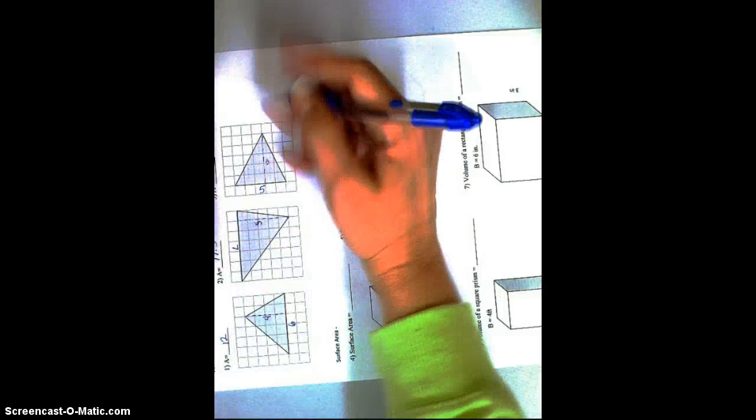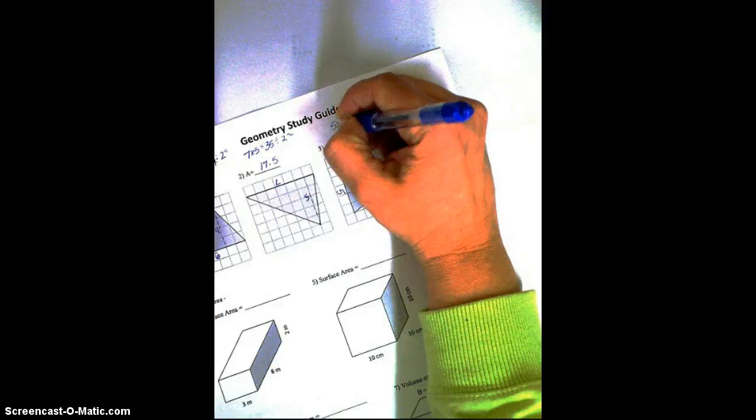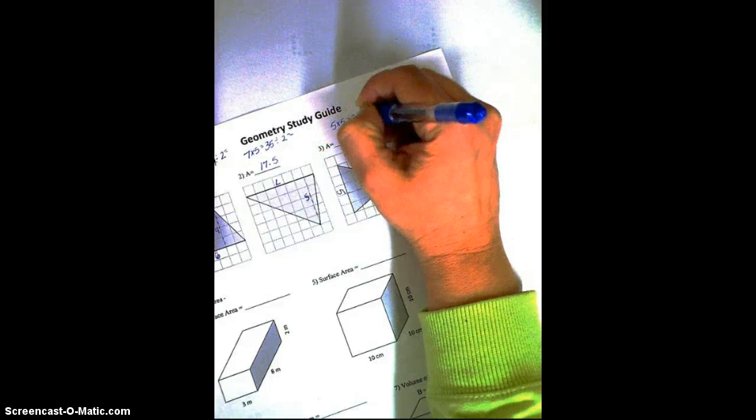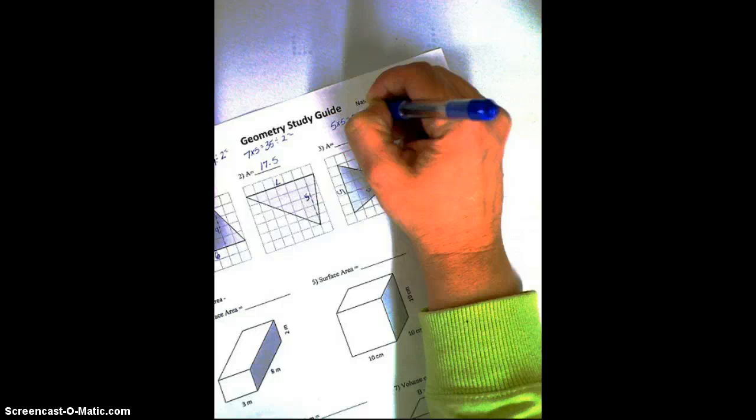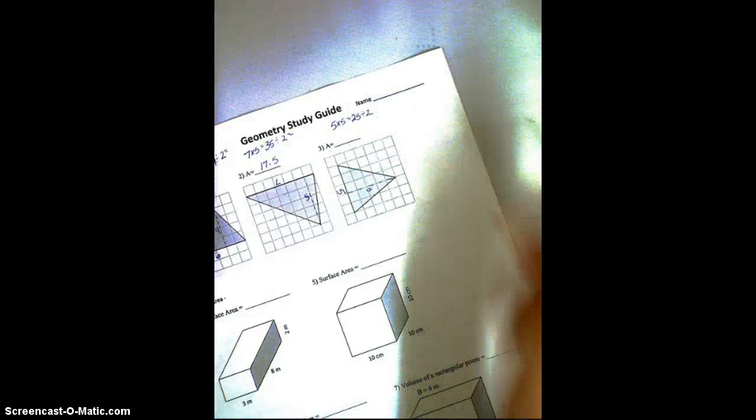5 times 5 is 25. And don't forget the divided by 2. And if you divided it by 2, you'd get 12.5 for that one.